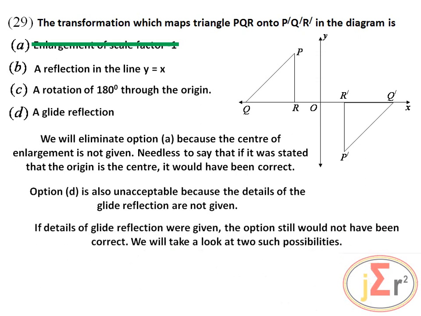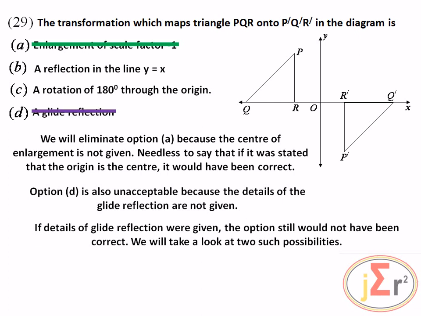So if the details of the glide reflection were given, the option still would not have been correct. We will take a look at two such possibilities. The glide reflection details were not given, so we are sure that it is not correct. But let's say that details were given to the extent that we could use our common sense and arrive at a possible glide reflection. So what we are doing, we are taking the image by a glide reflection and matching it with the original, right? Which is somewhat reversing the process of the glide reflection. That's what we are doing. We are reversing the process of the glide reflection and see if we end up with the original.